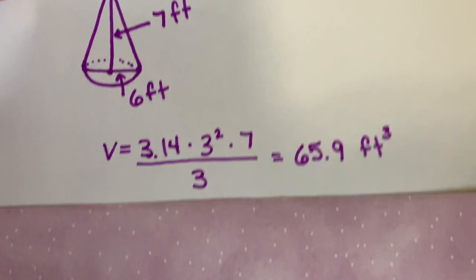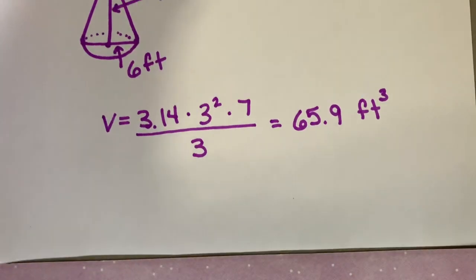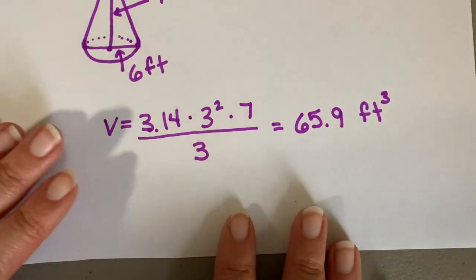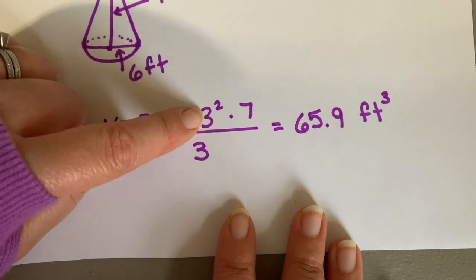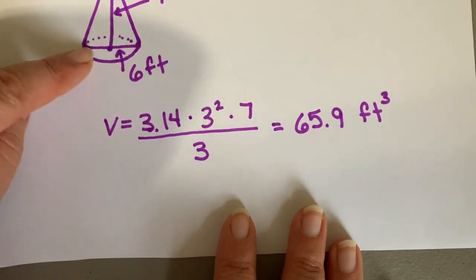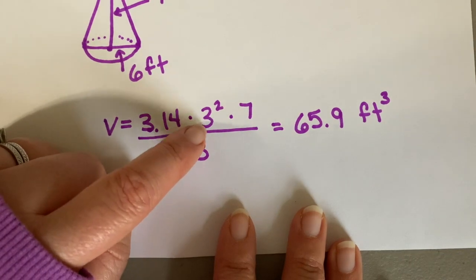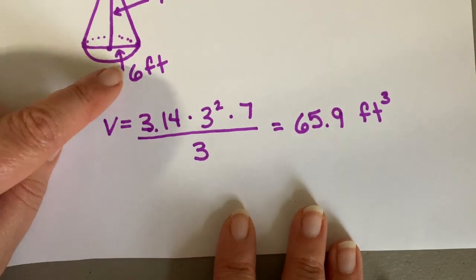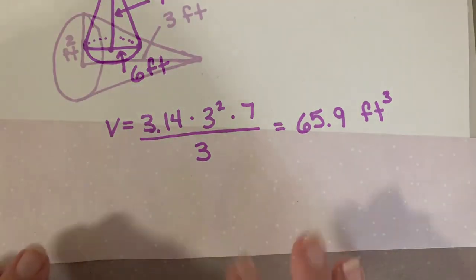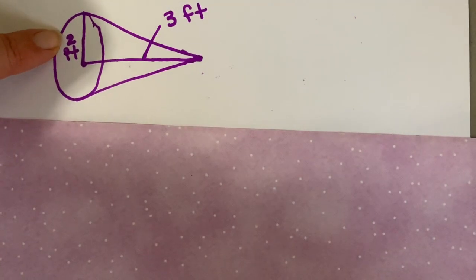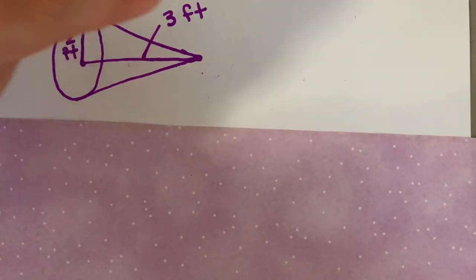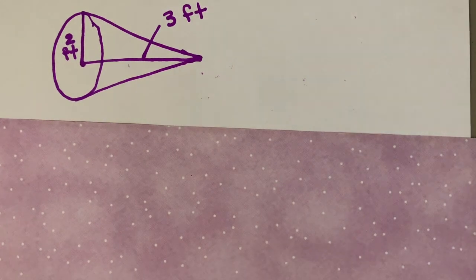Find the volume of the cone. And your answer is 65.9 feet cubed. If you got the wrong answer, you might have forgotten to be aware that they gave you the diameter, and half of the diameter would be the radius of 3, not 6. This one, in case it's hard to see, that would be 2 feet, and this one would be 3 feet.